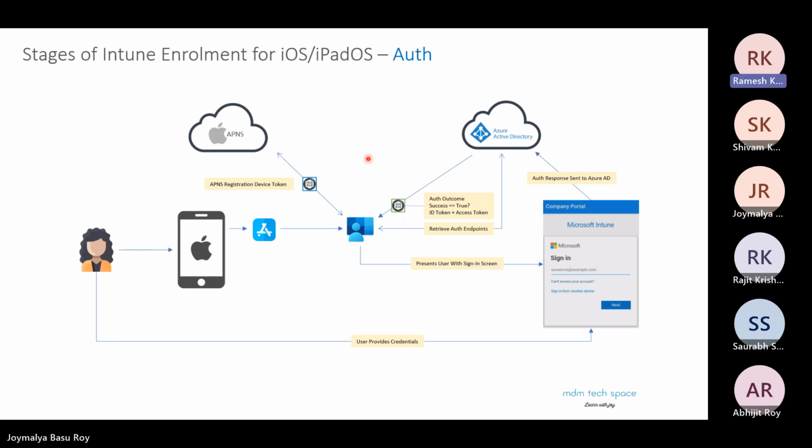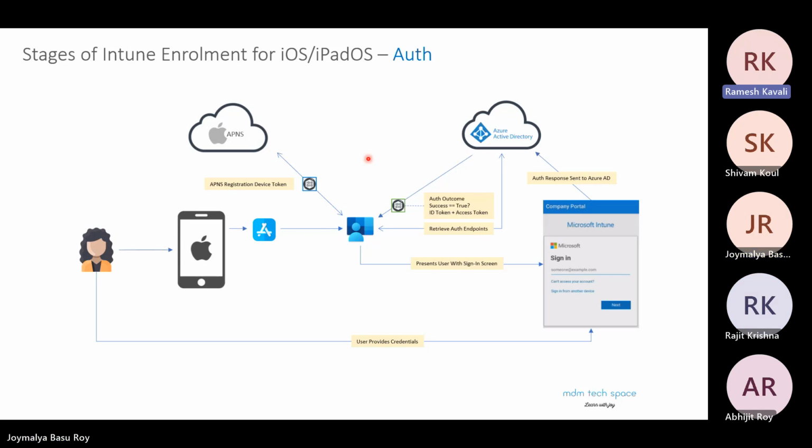So, Joy, I have a new iPhone. This is the screen I'm getting. I downloaded the company portal from the App Store. So what information will Azure Active Directory verify here? Because I have not enrolled my UPN or anything on this company portal right now. What information will it check in Azure Active Directory here?